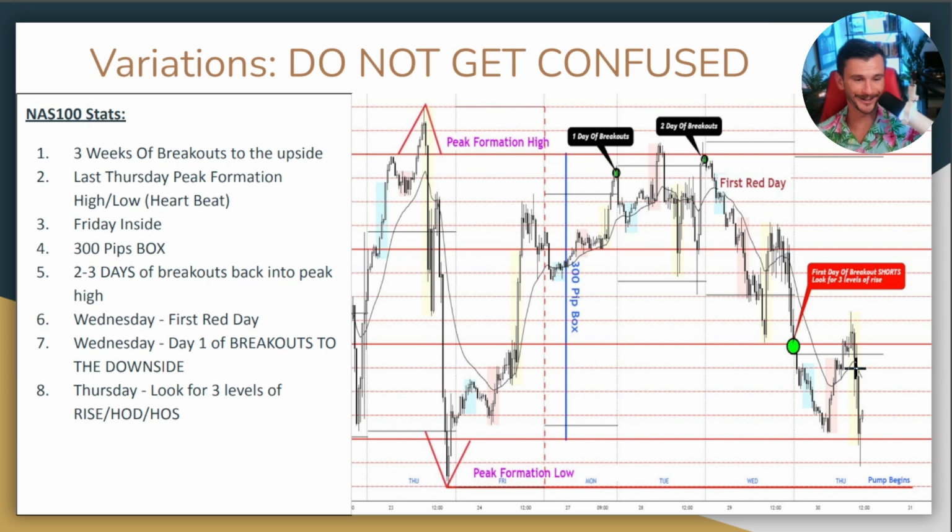Can't see exactly what time that is, but in the 12 candle window, putting in a peak formation high at the high of the current day, giving us 3 levels of rise on the day itself at the high of a 100 pip box in a potentially down moving market. First day of breakouts to the downside, first red day, for the 3 levels of rise, peak formation high, high of day sell, back down to and through the low of the day.